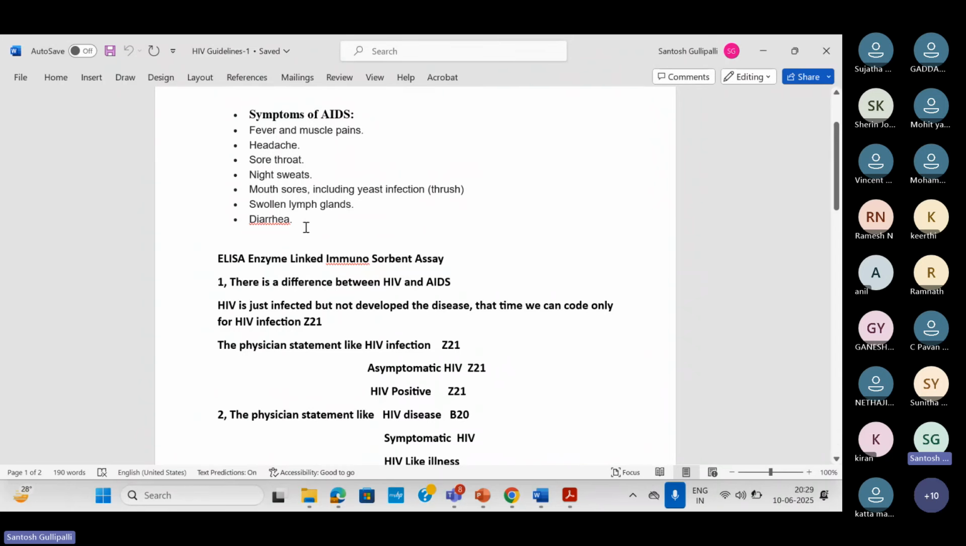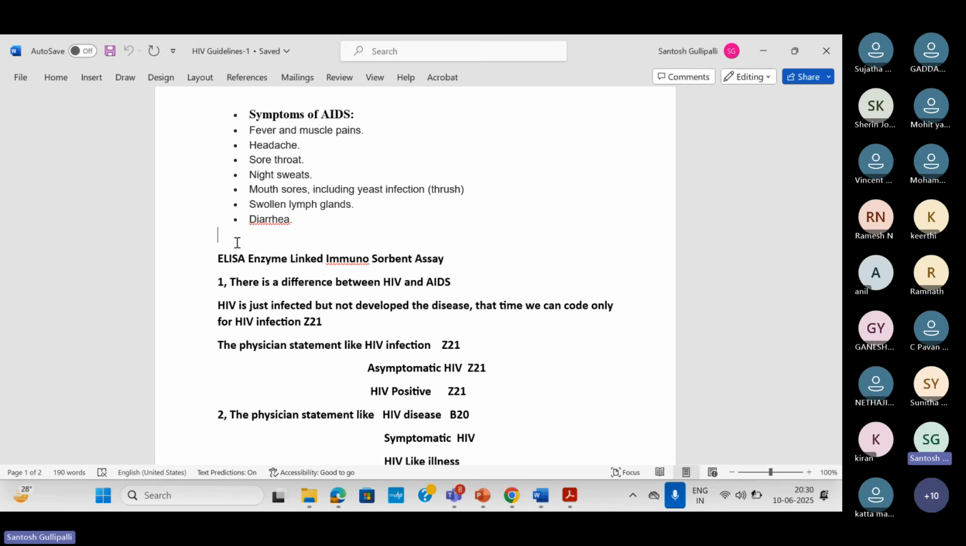Now the common test for HIV. For example, the patient comes for an HIV lab test. That time the physician commonly performs the ELISA test. If the ELISA test is positive for HIV, we can assign one specific diagnosis code. ELISA means enzyme linked immunosorbent assay. In this test, they are mainly looking at the CD4 count.